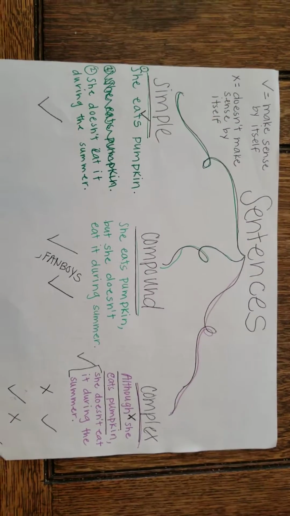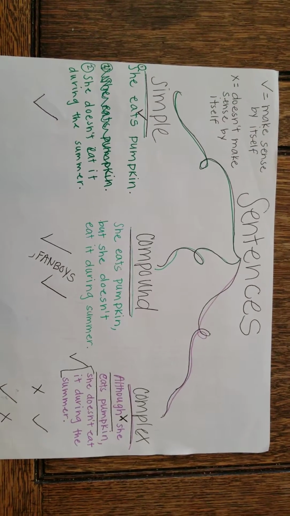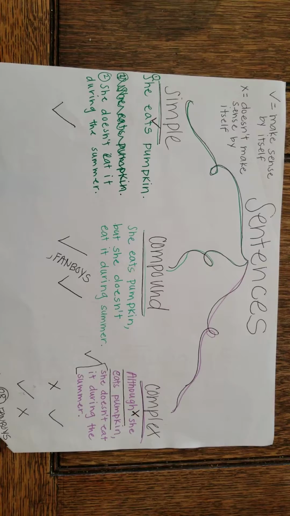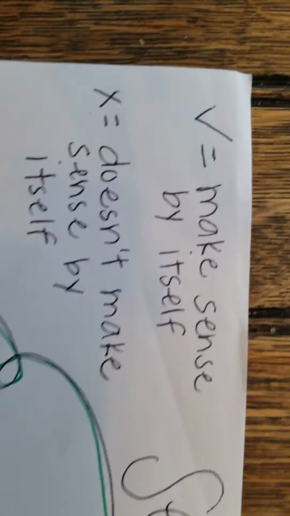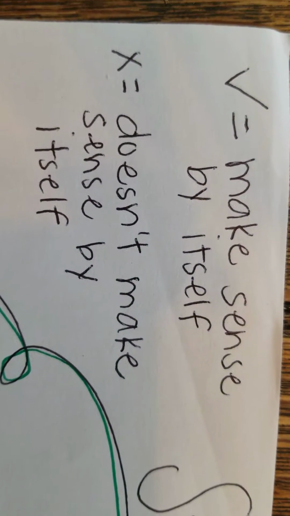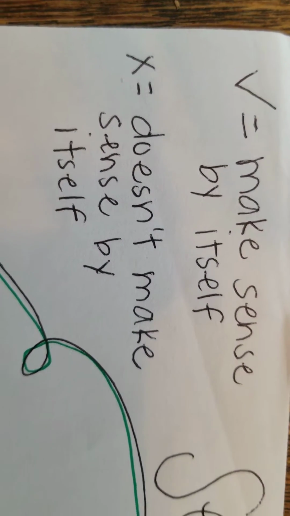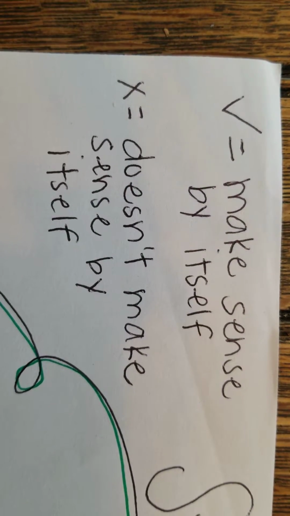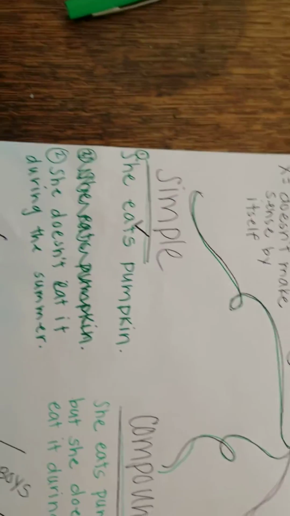All right, so here's your three different types of sentences. You have a simple sentence, a compound sentence, and a complex sentence. Okay, now we're going to label these sentences with checks and X's. If it is a check, that means that sentence or that clause makes sense by itself. If it is an X, it does not make sense by itself and it needs something else to help it. Okay? So let's look at our first type of sentence.